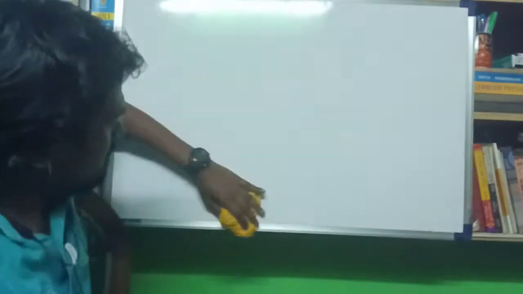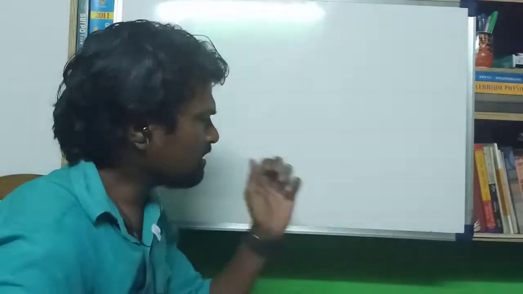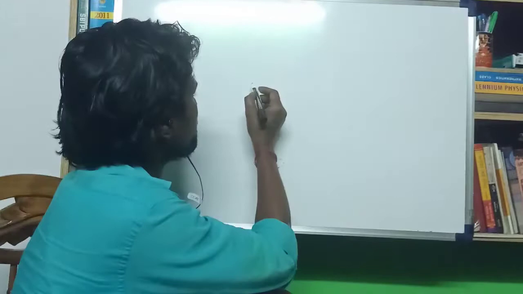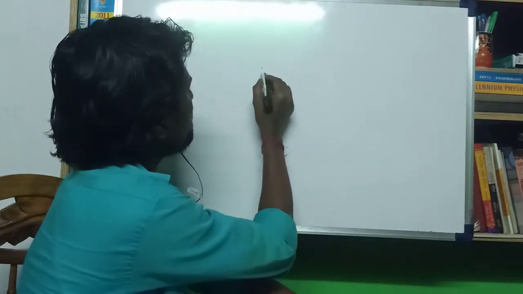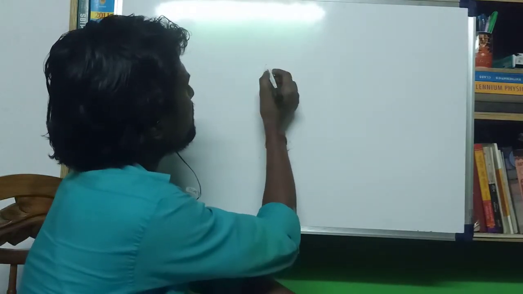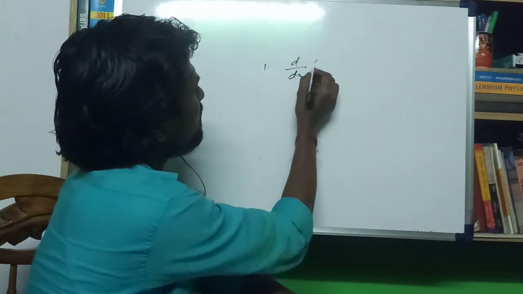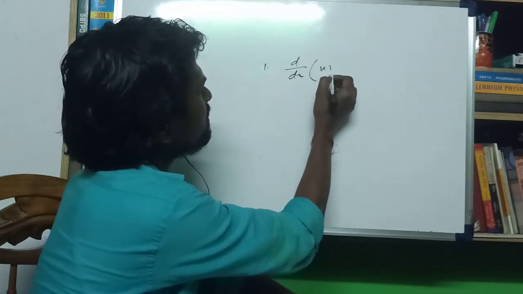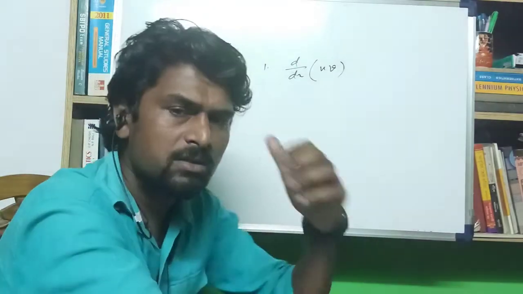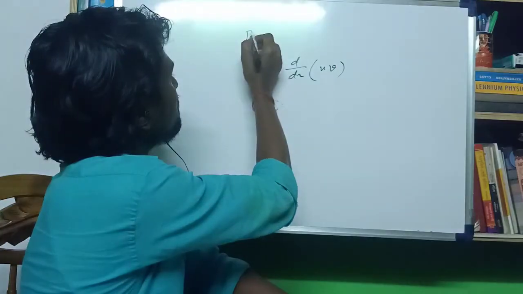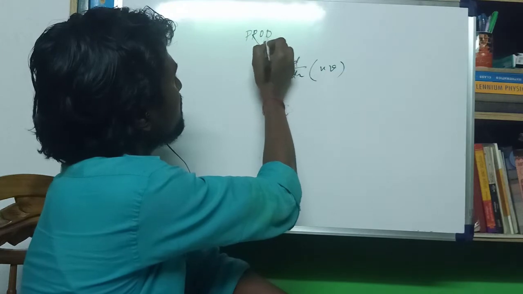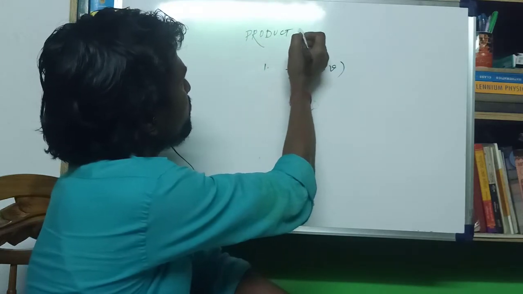The next operation is the UV method. Suppose d/dx of a formula. This is the formula: d/dx of UV, U into V. That is the product rule. This is called the product rule.